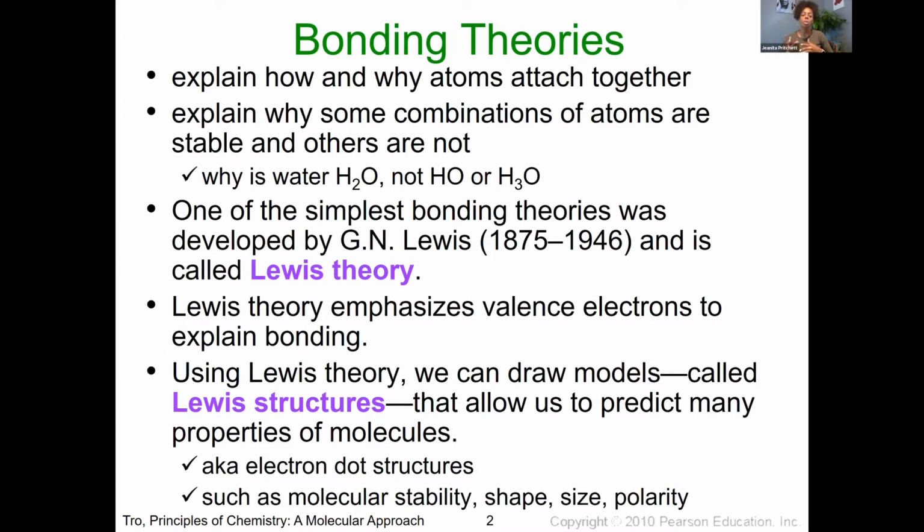The Lewis theory emphasizes the focus on valence electrons and explains how they are involved in the bonding process. By using the Lewis theory, we can draw models and make a lot of predictions about the structure of the molecule and also other properties such as stability, shape, size, and polarity.